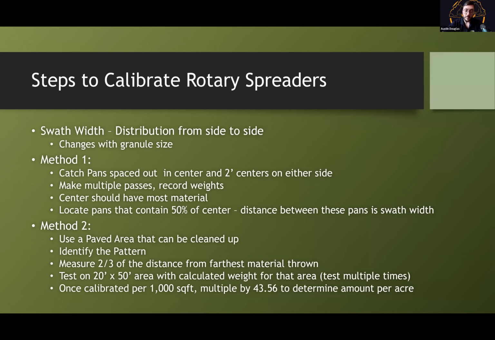Method two is to use a paved area that can be cleaned up, identify the pattern, measure 2/3 the distance from the farthest material thrown, and again, you can test that on a 20-foot by 50-foot area with calculated weight for that area. You want to run this test multiple times to make sure you're accurate. Once calibrated per 1,000 square foot, you can multiply that by 43.56 and determine the amount per acre.